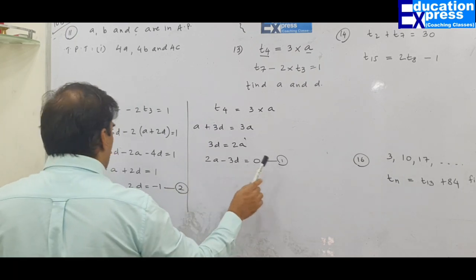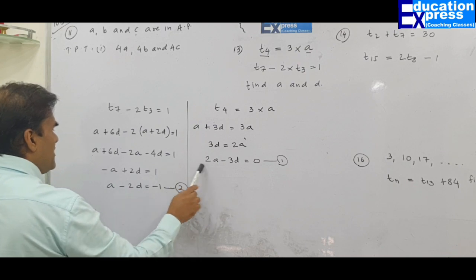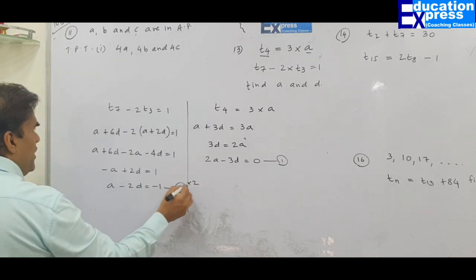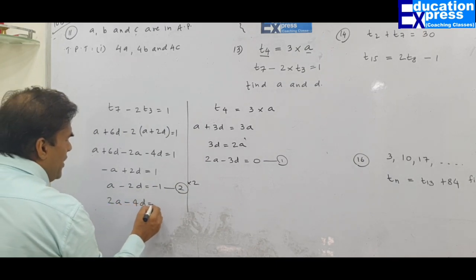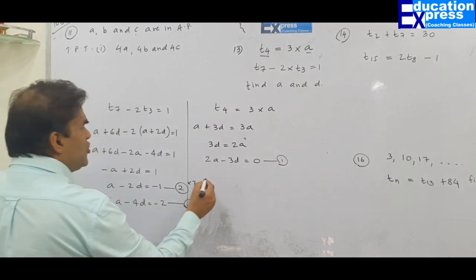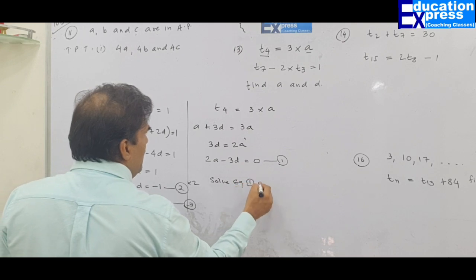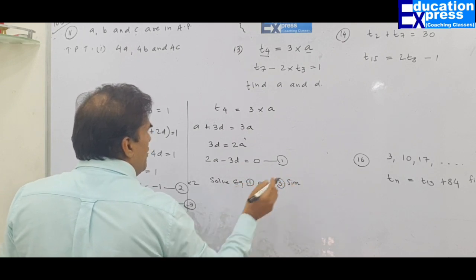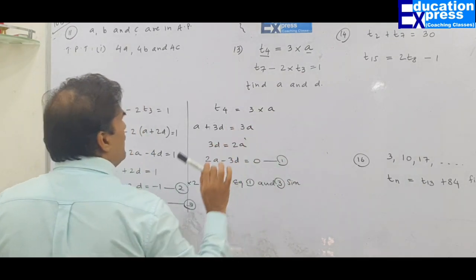First equation known to us, second equation known to us. Can we solve them simultaneously? Yes, sir. We can multiply this by 2. If you do so, 2a minus 4d equals minus 2. This is your equation number 3. Solve equation number 1 and 3 simultaneously. When you do so, you get the value of a, you get the value of d.